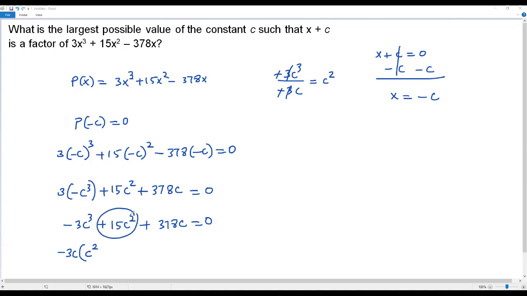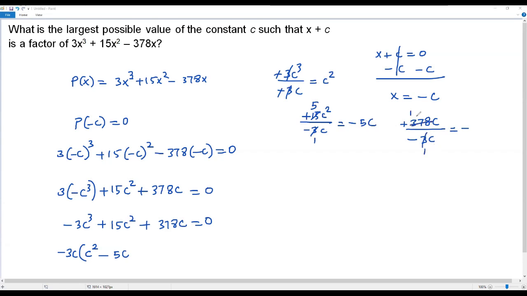Now I divide the second term, +15c², by −3c. Positive times negative becomes negative, 3 goes into 15 five times, and c² divided by c is just c. So I get −5c. Now let me divide the third term, +378c, by −3c. Positive times negative becomes negative, and 378 divided by 3 is 126, and c cancels. I'm getting −126. So the factored form contains c² − 5c − 126.